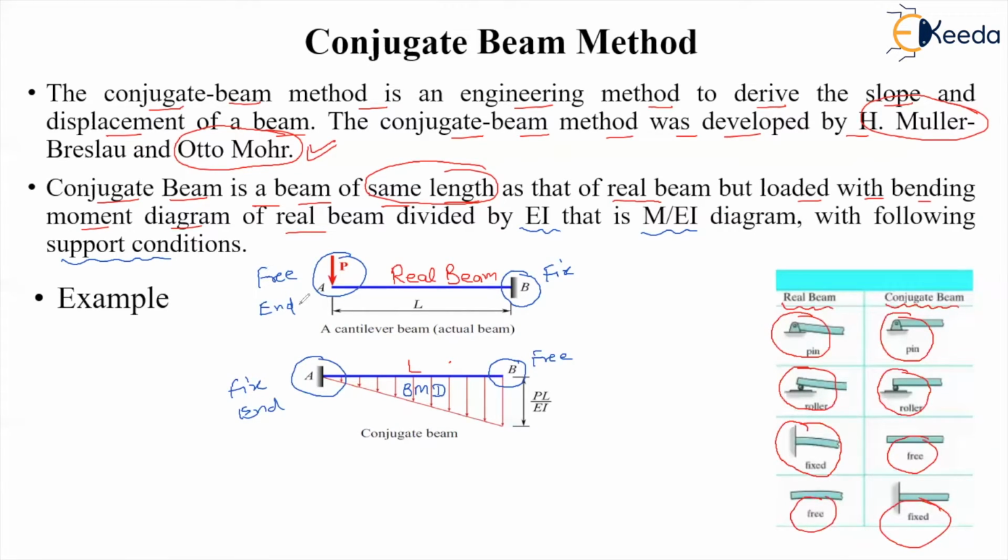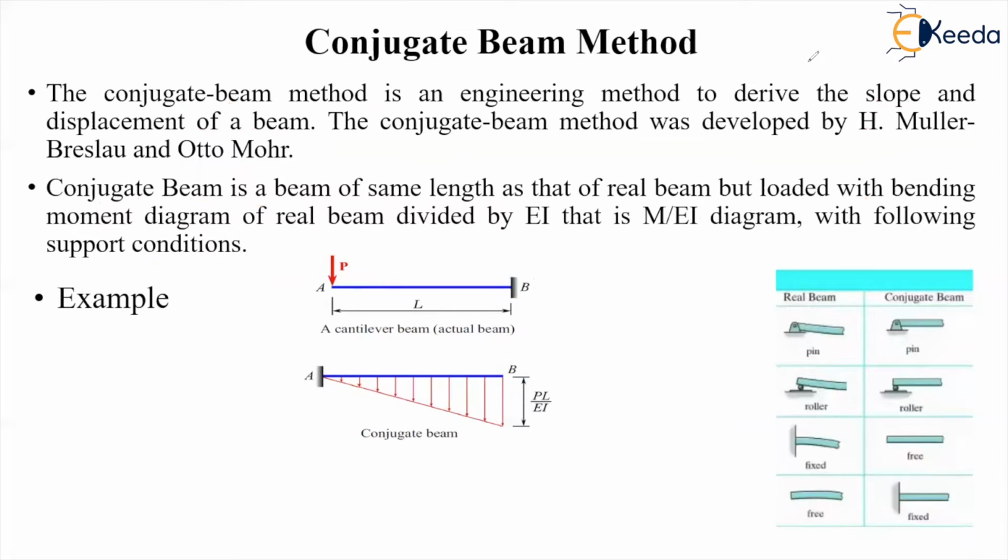So this is an example: there was a cantilever beam, the free end becomes the fixed end, and the fixed end becomes the free end, right? And the load is basically the bending moment diagram. So the bending moment diagram now becomes the load of the conjugate beam, right? This is how it will be utilized to get the slope and deflection. So let us proceed further in the next slides.